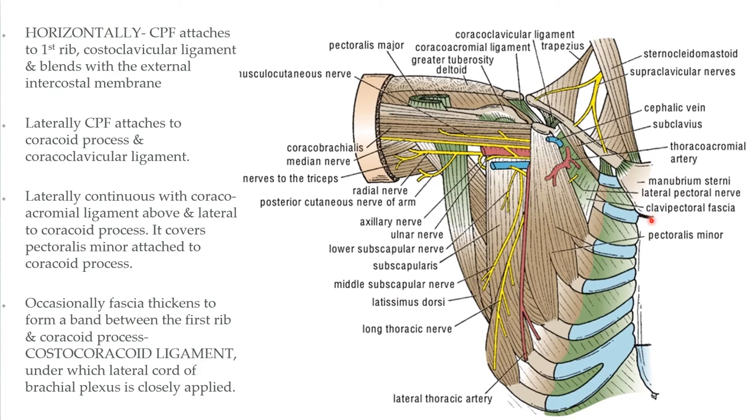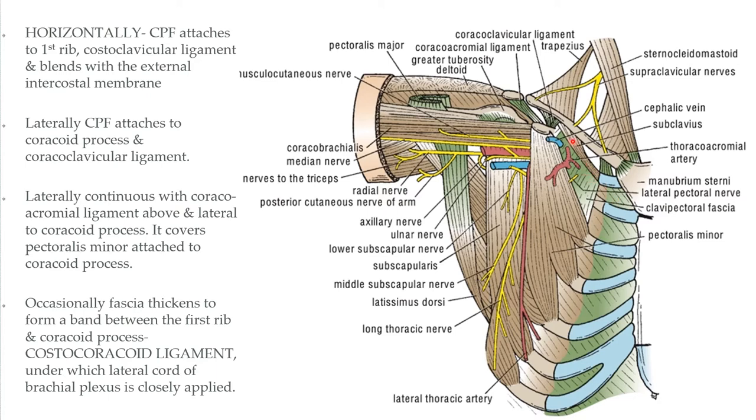At the level of the sternal angle, you can see this costal cartilage, which is the second costal cartilage, and this is the second rib. In between the first costal cartilage and first rib, and the second costal cartilage and second rib, you can see this brown color structure, which is the external intercostal muscle, and this green color structure is the external intercostal membrane.